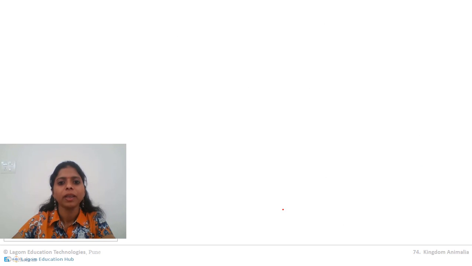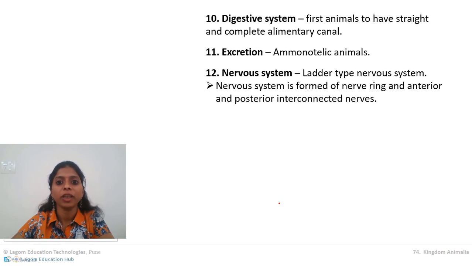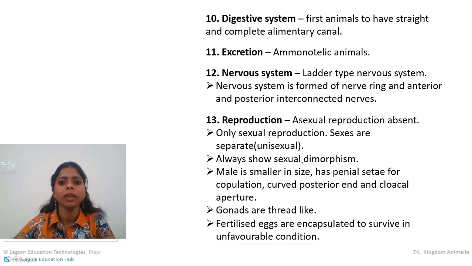Remember this. Now the next characteristic is the digestive system. It has a complete digestive system with mouth and anus. Excretion, ammoniotelic excretion, and the nervous system. It also has a ladder type of nervous system, just like we studied previously in Platyhelminthes. The next important thing is its reproduction, unisexual with sexual dimorphism. Males are generally smaller, females are larger.